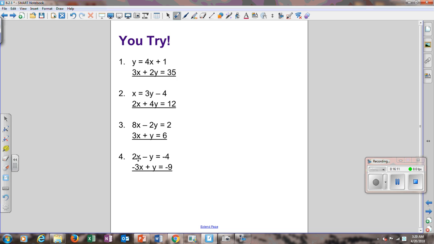All right, number 4. There are two different ways you could do this. You could either get y by itself in the top or in the bottom. But if you look at the top, it's a negative 1 in front of it. So you would rather do the bottom one.